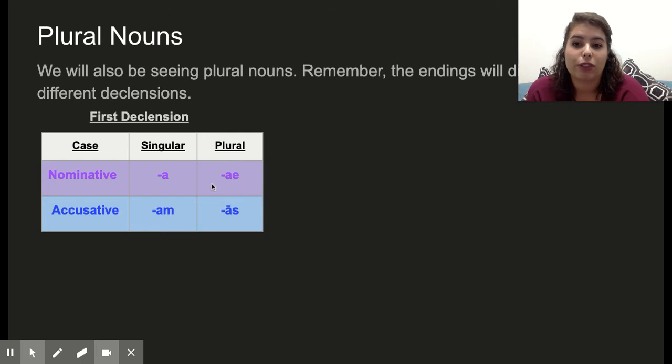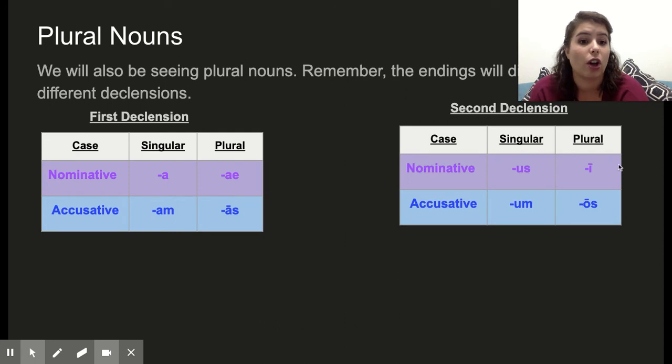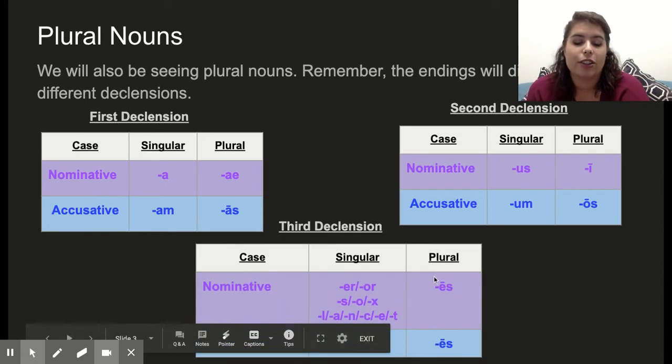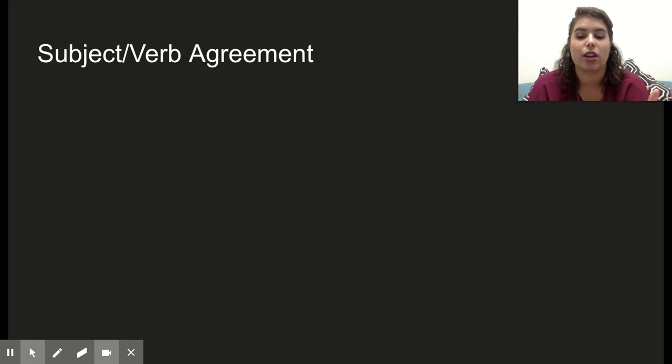Nominative plural for first declension is going to be that AE ending. For second declension, that nominative plural is a long I. And for third declension, that nominative plural is a long ES. So a few different options for these endings. Again, make sure you can recognize which ones are plural and which ones are singular. Third declension, that nominative case gets a bit complicated, but you'll get the hang of it eventually. Just know that these are the plural endings and the other ones are singular, and that's what we're going to get into for the next part, which is subject-verb agreement.